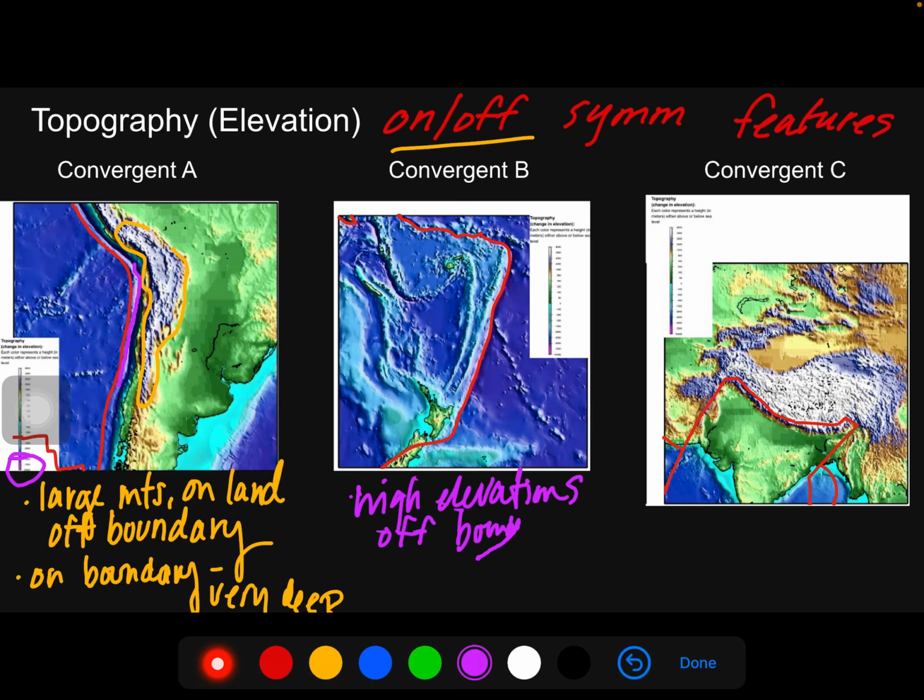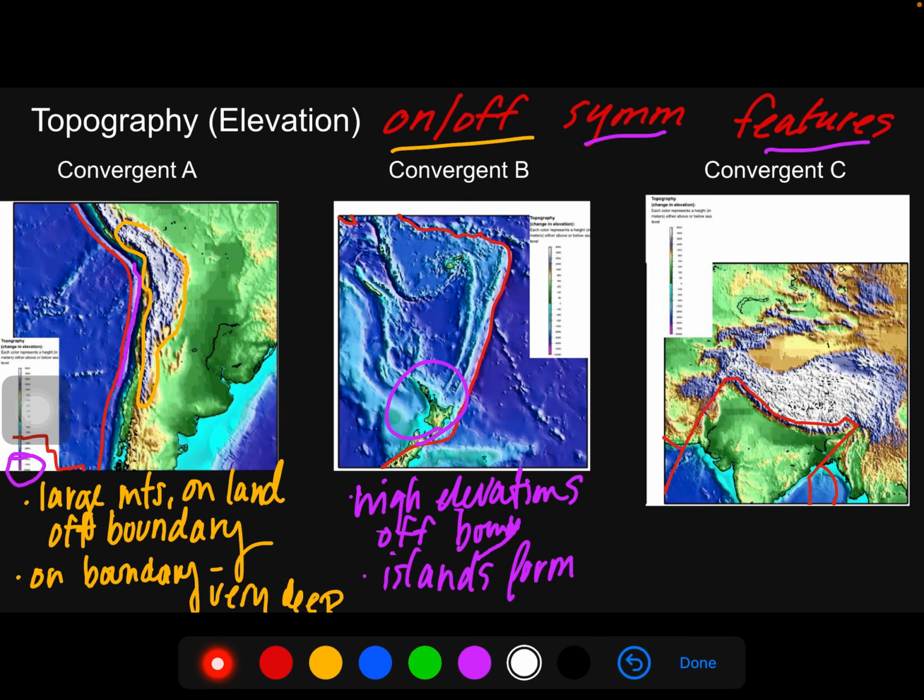And then the other thing we're thinking about is symmetrical and any features. So not quite symmetrical, but we do have these features starting to pop up, right? We've got some islands forming in our diagram as well.